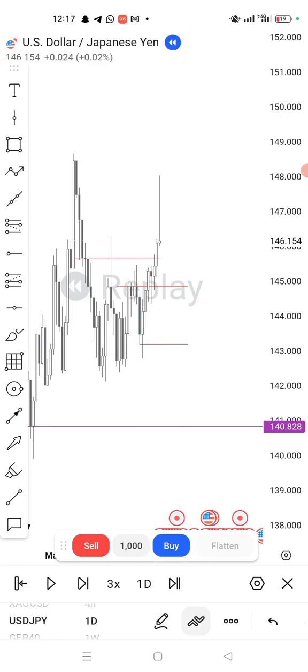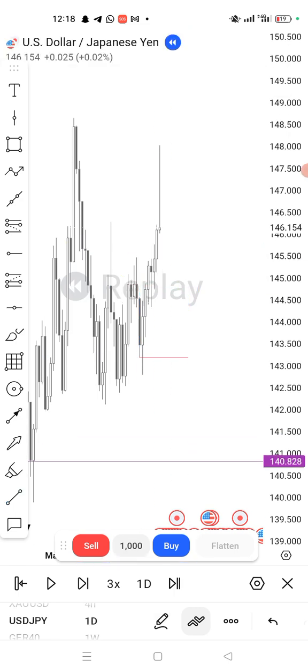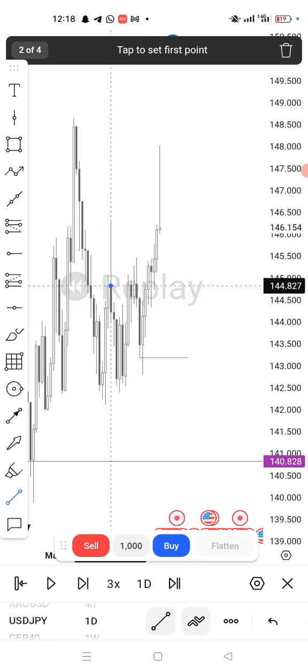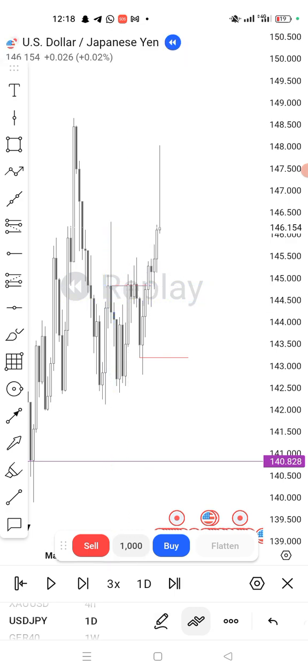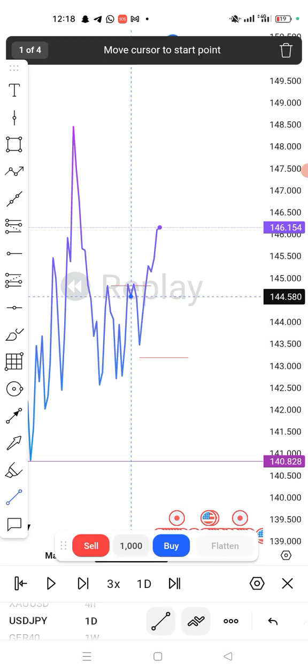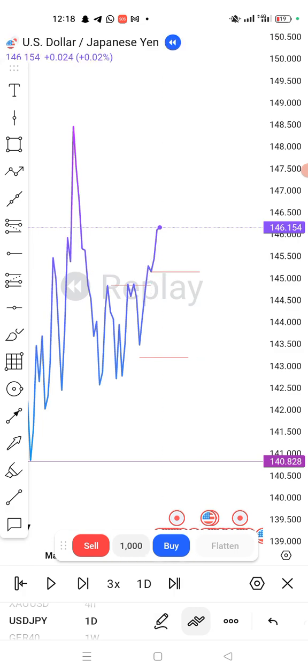We have a break. Let me delete this one. We have a break here. Or let me even use this. We have a break here, right? Now, do we have liquidity? Go to line chart. We have a low here, right? We have a low here.